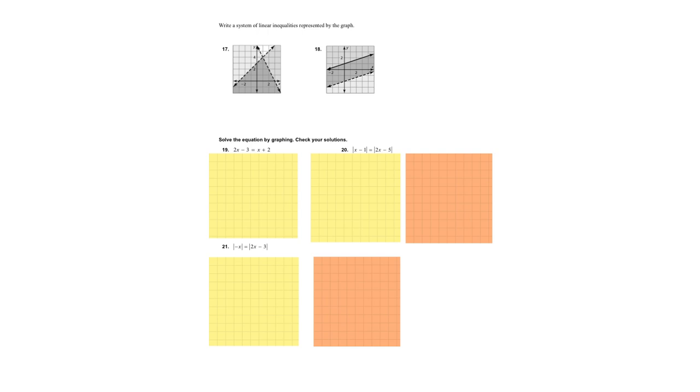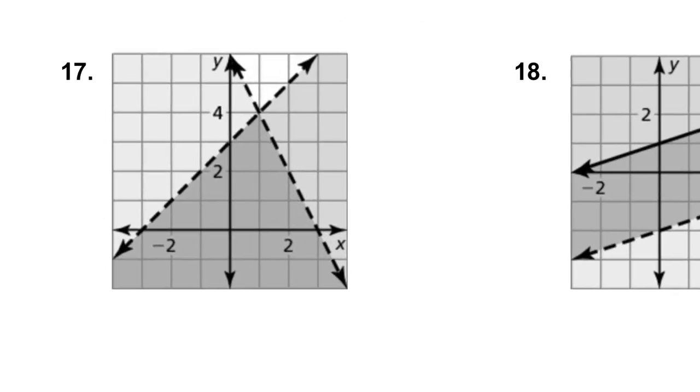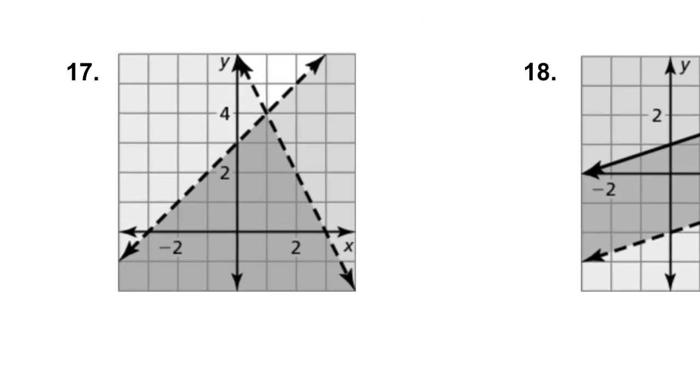Number 17 is the opposite of what we just did in the other two examples. But the difference is now we're looking to actually write a system of linear inequalities represented by the graph. We see here in number 17 two lines, correct? First, identifying the lines. I see one line going this way, and everything here is the part that is shaded in, correct? That's the part that I already see is shaded in, so it's given to me.